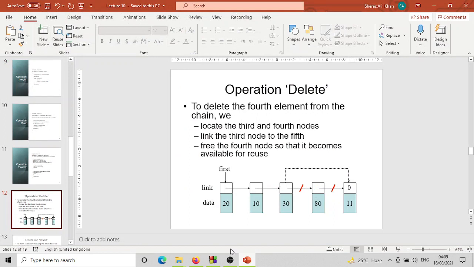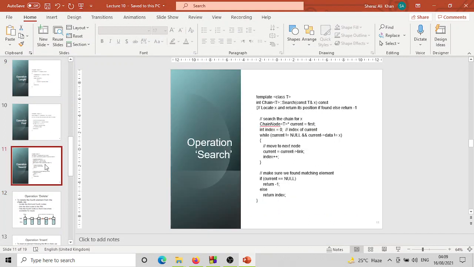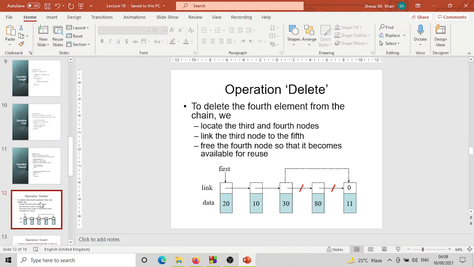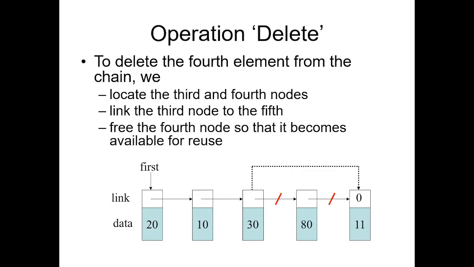Okay, I hope search is also clear. Now let's get here and try understanding the delete operation. The delete is a little tricky. What does the delete function say? The delete function says delete the fourth element from the singly linked list. So this says the fourth element.